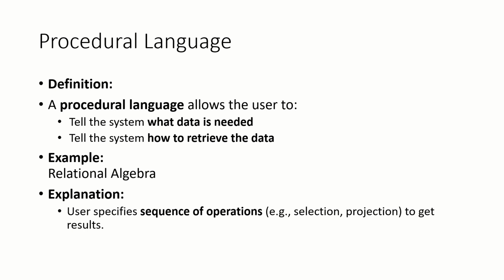the non-procedural language. So the definition for the procedural language, basically, this language allows the user to tell the system what data is needed and to tell the system how to retrieve it. Okay, so the example would be relational algebra. Okay, so the user will tell the system the sequence of the operations, like what to do, what kind of data we need, and how you retrieve it.